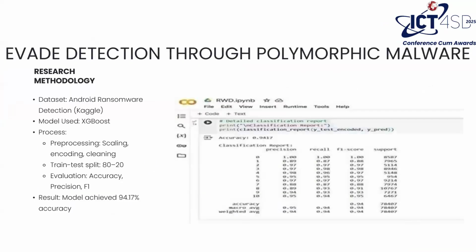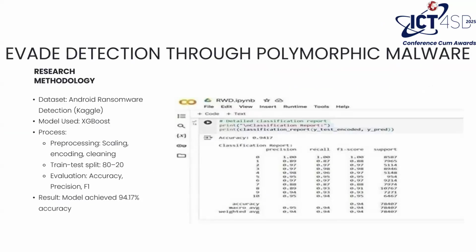Now, my partner has performed an experiment on evading detection through polymorphic malware. For that, she has used the Android ransomware detection dataset from Kaggle. The model she has used is XGBoost. The purpose of using XGBoost is that it gives better results for structured data. And we have achieved an accuracy of up to 94.17% in evading these attacks.